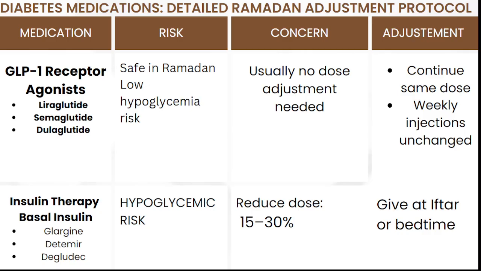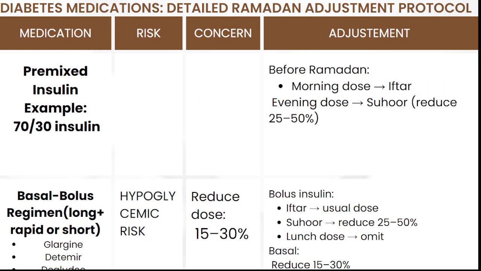Insulin therapy, like basal insulin, which is long-acting insulin like glargine, detemir, degludec. This also has hypoglycemic risk. So if the patient is well controlled, I need to reduce the dose by 15 to 30%, according, of course, to the monitoring of the patient and his blood glucose level, and it is to be given at iftar or bedtime. So notice here, any medication that has hypoglycemic risk will be taken after iftar, and if it is needed two times, the higher dose after iftar and the lower dose after suhoor.